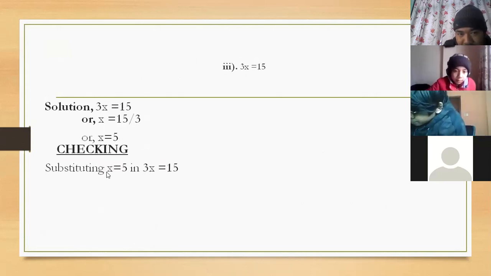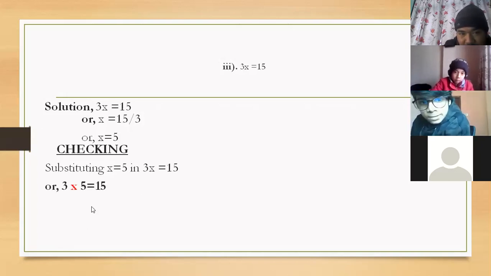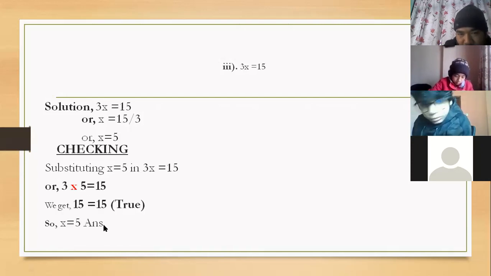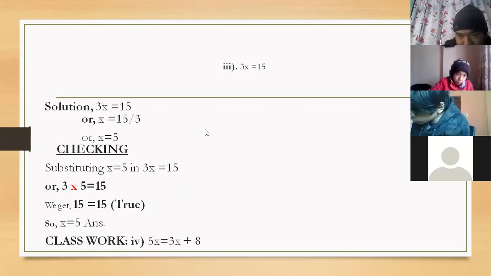We have to check. Substitute x equals 5 in 3x equals 15. 3 into 5 equals 15. 15 equals 15. True. Then x equals 5. And do the classwork.